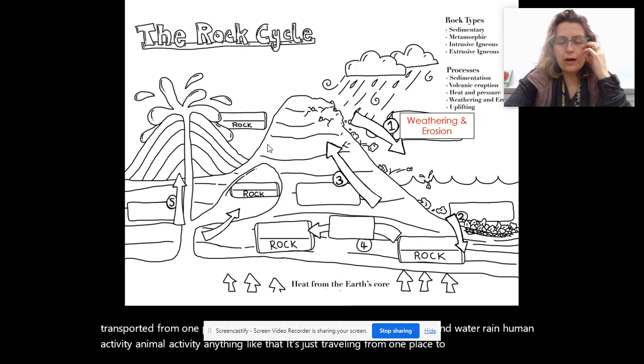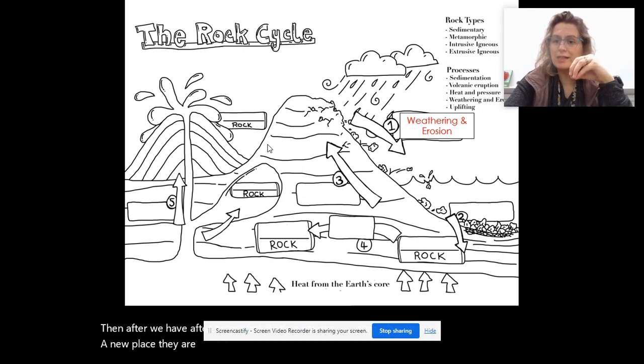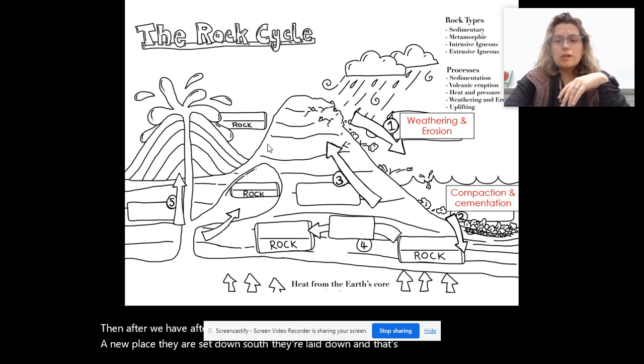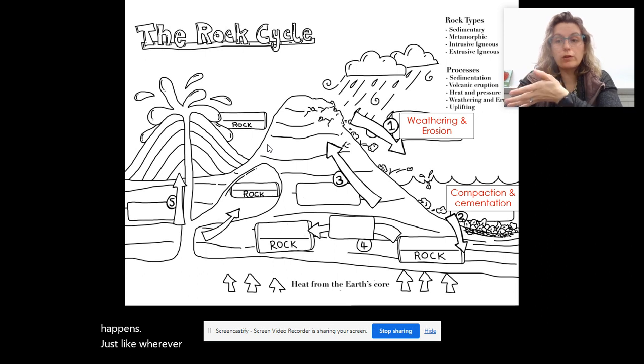Then after they've traveled to a new place, they are set down. So they're laid down, and that's called deposition. Deposition happens wherever the river or wherever the rain is going to wash the sediment away, it's going to stay there. That's deposition.